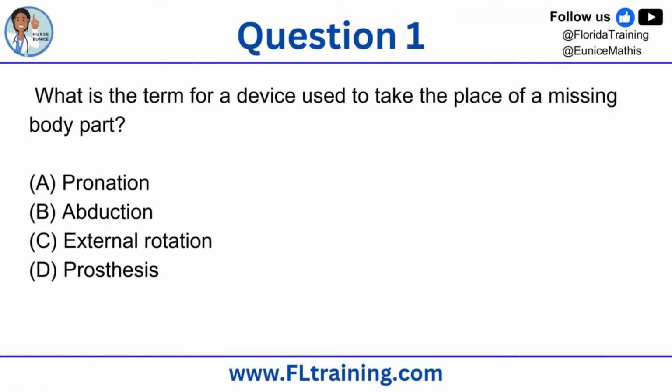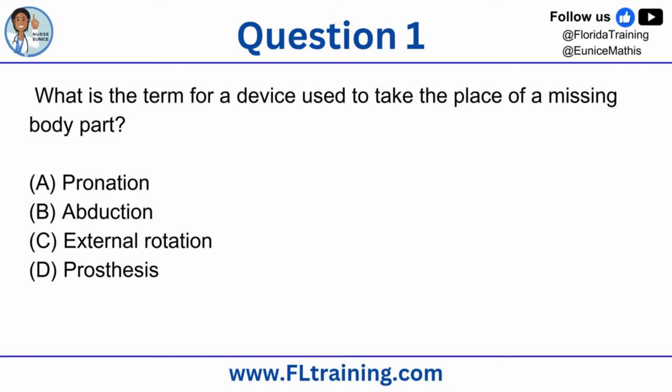Question number one. What is the term for a device used to take the place of a missing body part? Is it A, pronation, B, abduction, C, external rotation, or D, prostheses? And this is easy. Let's see if you can reveal if you know the answer. And now reveal the correct response in 3 seconds.